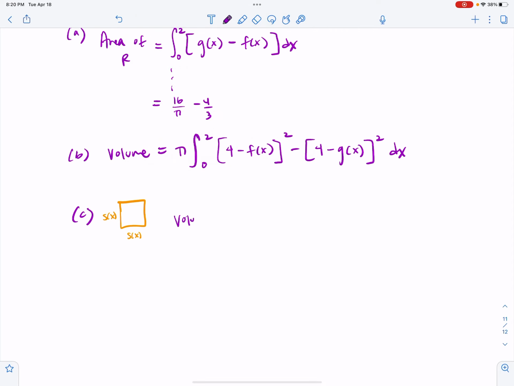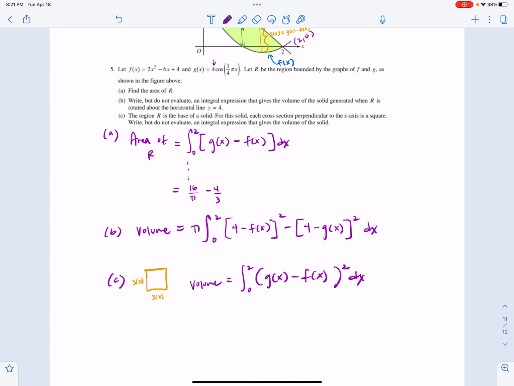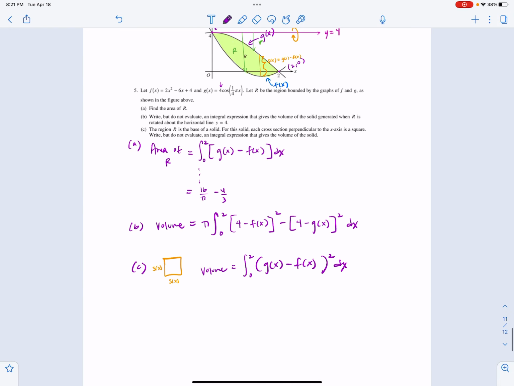So our volume will be the integral from 0 to 2 of g of x minus f of x squared. Since they have defined what g of x and f of x are, you could write in 2x squared minus 6x plus 4 and 4 times cosine of pi over 4 times x. You can write that in, but since we're not even evaluating the integral, this also represents it.